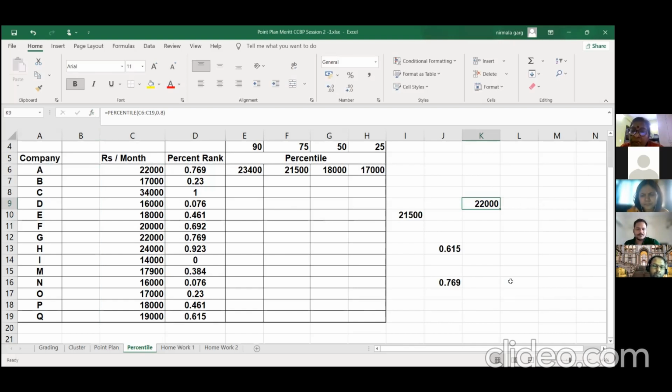Say for example, forget about a startup company. I'm a company which is paying, say, about 21,500, which is at 75th percentile. I want to pay at the 80th percentile. So what will I do? I'll find out what is the 80th percentile, which is 22,000. Okay. And then do the market correction.